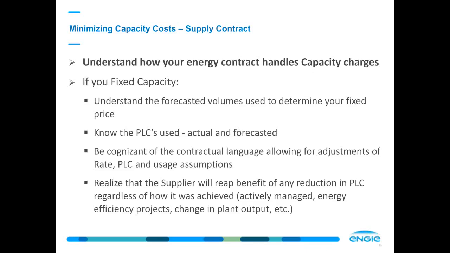Also, you need to be cognizant of contractual language that allows for adjustments of the rate and the PLC based on their usage assumptions. And the other thing to note is you need to realize that a supplier will reap the benefit of any reduction in PLCs, regardless of how you achieve them, whether it's through active management, energy efficiency, etc., if you fix capacity into your fixed price. So again, something that you need to think about as you're structuring your supply side agreements.